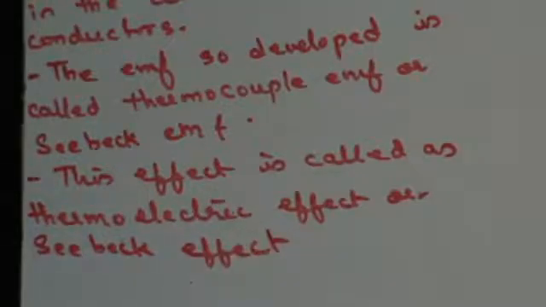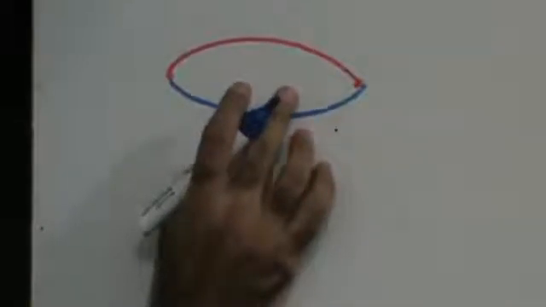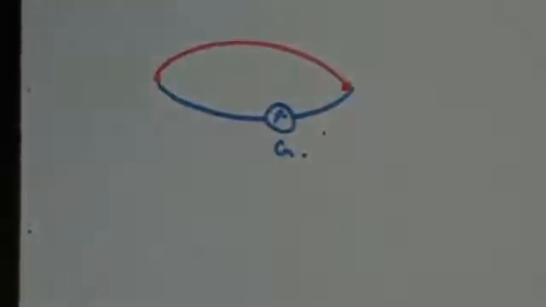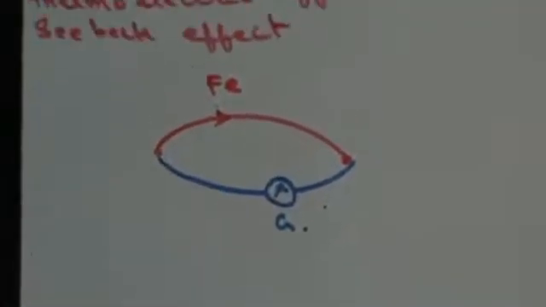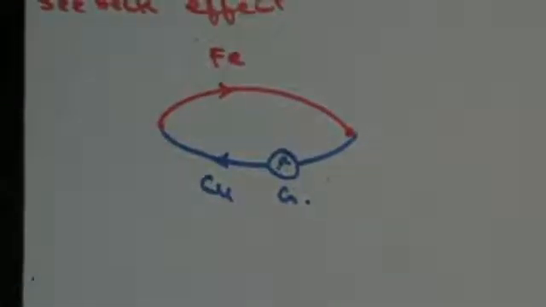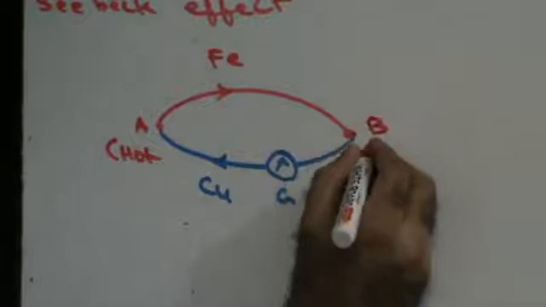Right? Now, let's see how this occurs. Suppose I have one conductor of one metal and another conductor of another metal joined end to end. Let's assume I put a galvanometer here. This is iron, and let's assume the other metal is copper. I'm keeping one of the junctions, A, hot and the other junction, B, cold.